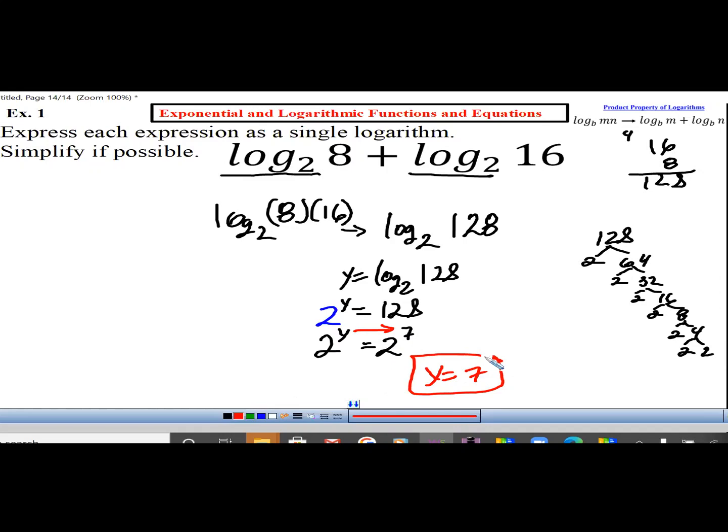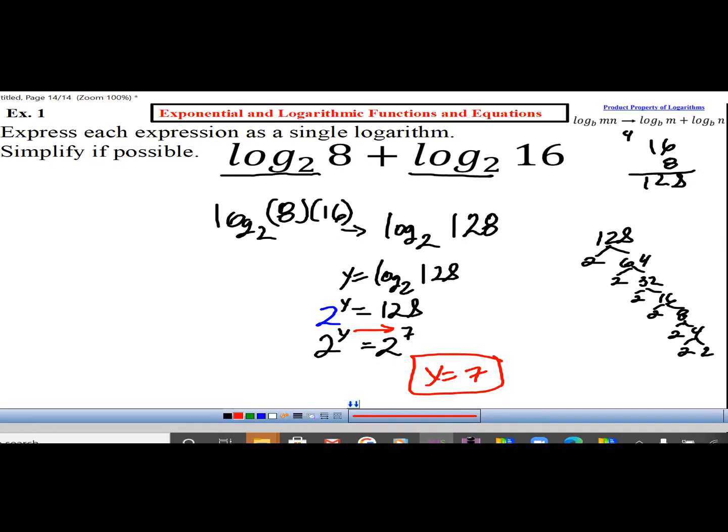Yes, Mr. Q. All right, so once again, if they give you two logs of the same base and they're adding them, you write it only as one log and you take the given numbers, multiply them, and then simplify to solve. All right, let's do another one.